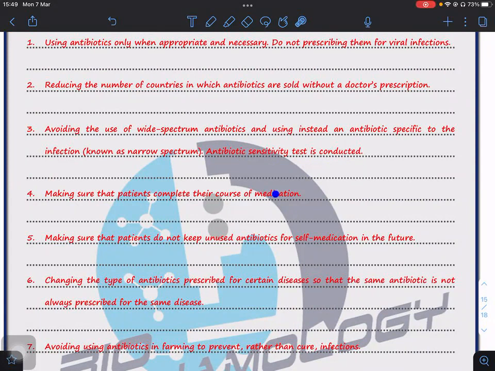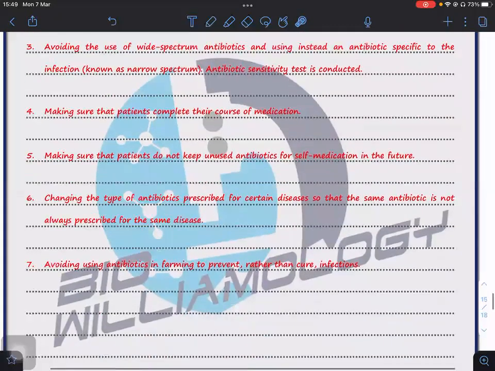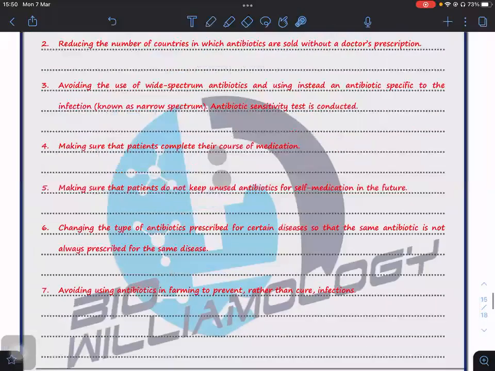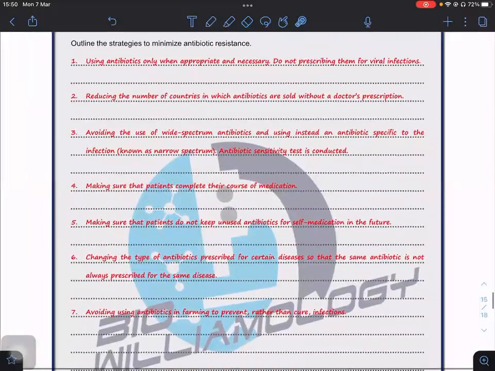Make sure the patient completes the course of medication, and does not keep unused antibiotics for self-medication in the future. Change the antibiotic prescribed for certain diseases over time, so that the same antibiotic is not always prescribed for the same disease. And avoid using antibiotics in farming to prevent rather than to cure infections. Are you clear? Okay, so those are the strategies. You can take a photo of those online. Please take the photo.